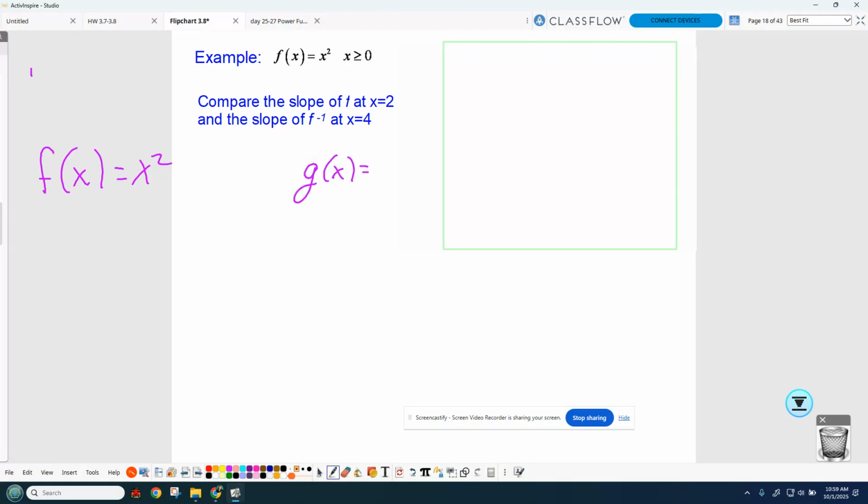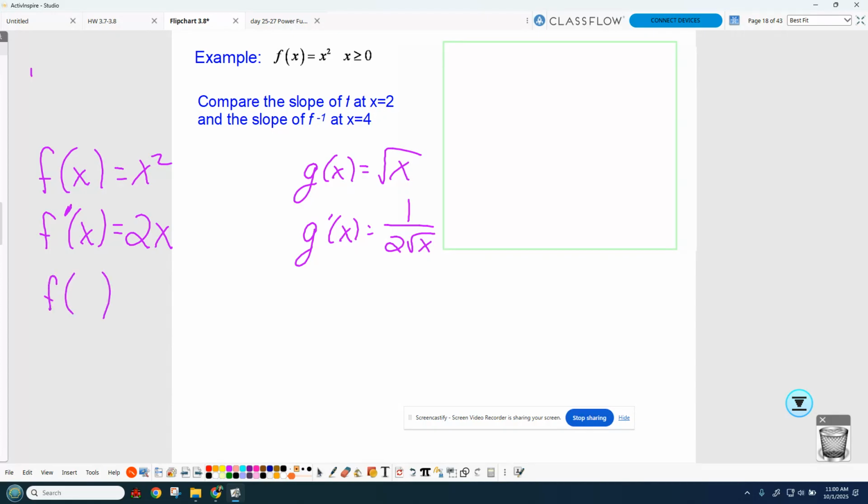Ben, if x squared is our function, what's the inverse function? How do you undo squared? Lily, what's the derivative of x squared? 2x. Paolo, what is the derivative of square root of x? 1 over x squared. I mean, 1 over root x. Jeremy, what is f of 2? 4. Alex, what is f prime of 2? 4.